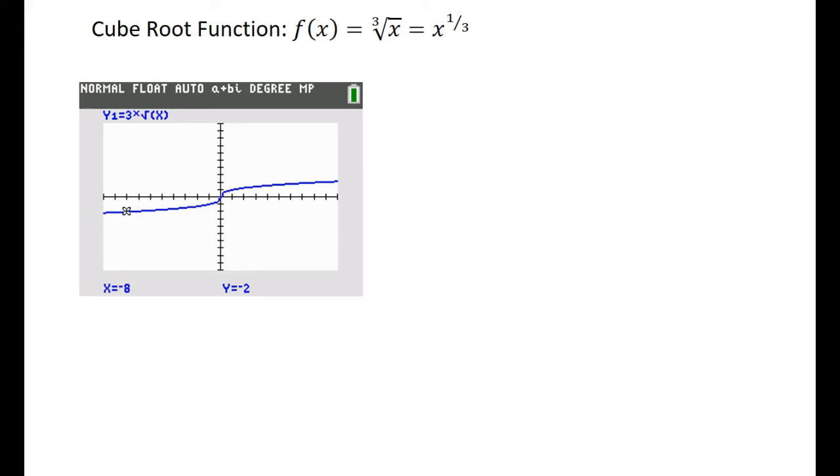The cube root function is f of x equals the cube root of x, and we can take the cube roots of negative numbers. So now we have points in the third quadrant as well as the first quadrant. So if I put in negative 8 for x, the cube root of negative 8 is negative 2, so there's that point right there.